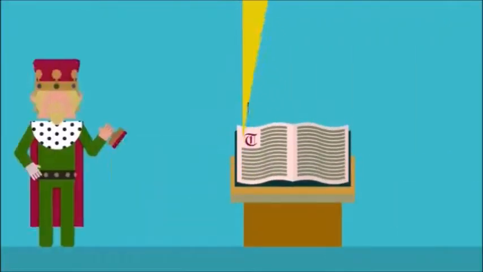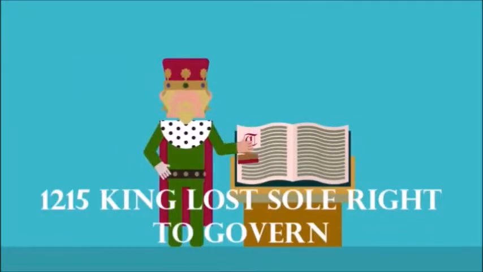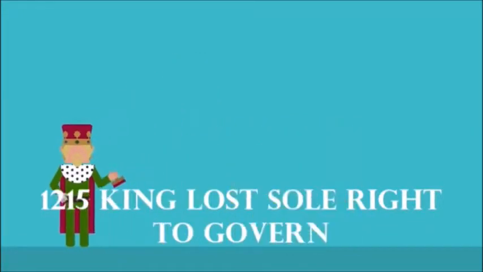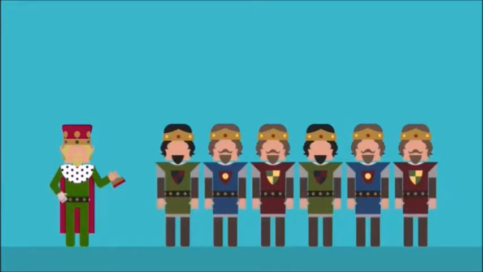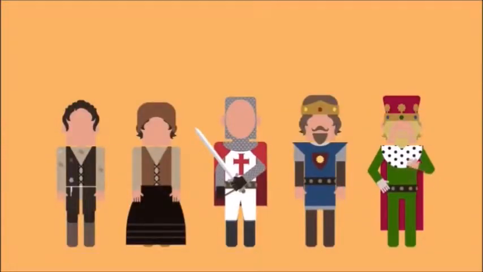In 1215, King John put his seal on Magna Carta and agreed to a list of 63 rules set out by a group of barons. This ensured for the first time that no one, not even the king, was above the law.